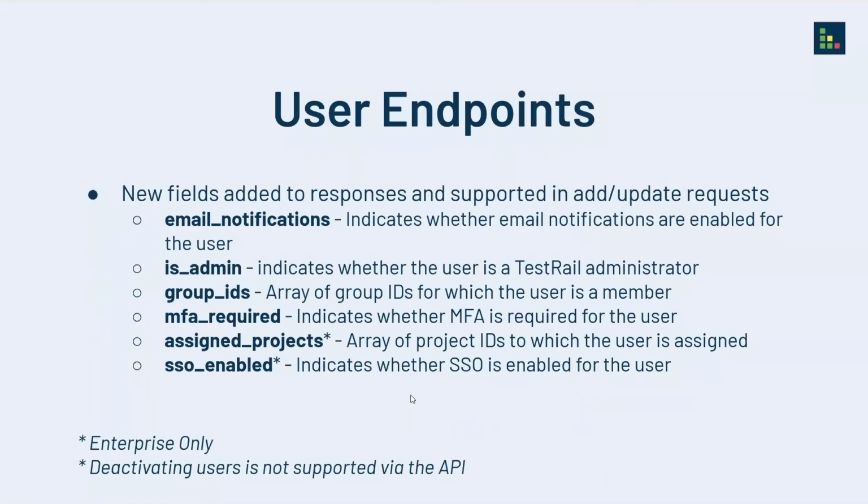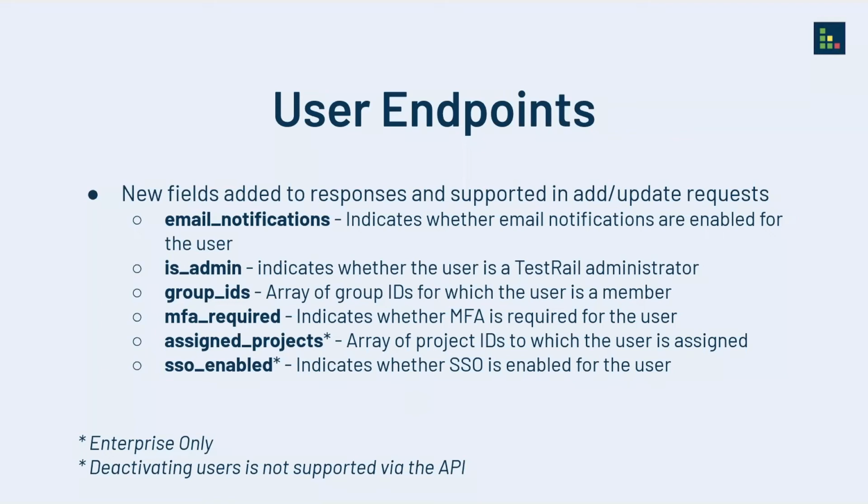So for the user endpoints, we've added some new fields to responses to support some of the additional functionality. So we added an email notifications field, indicating whether or not the user is an admin. We've added a group IDs field, which is an array of group IDs that the user belongs to. We added a multi-factor authentication required field, so you can just tell whether or not multi-factor authentication is required for that specific user.